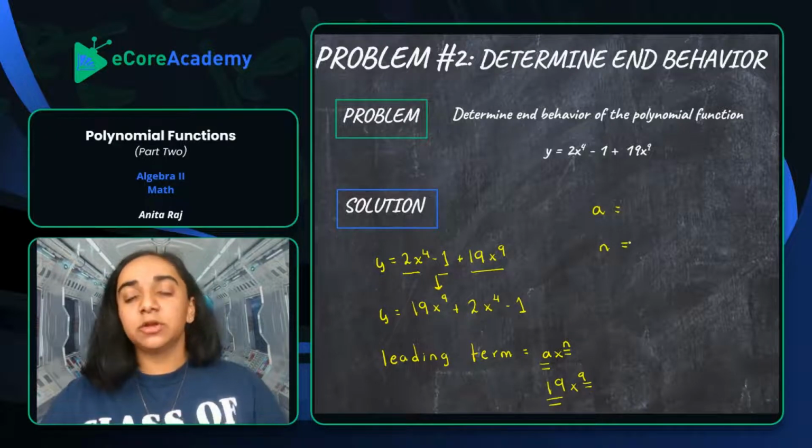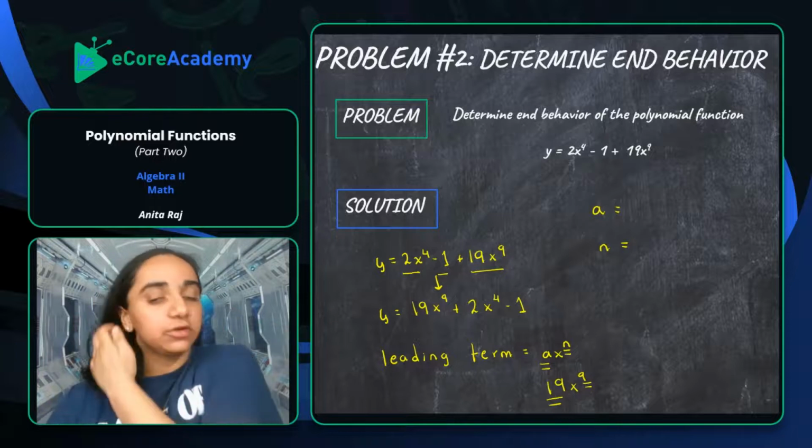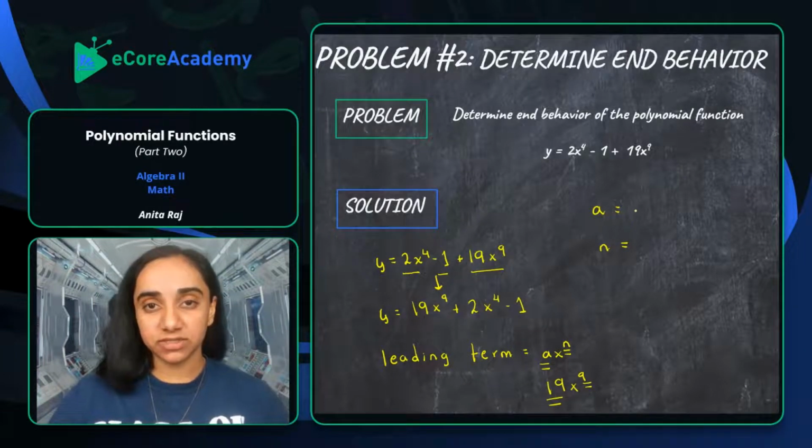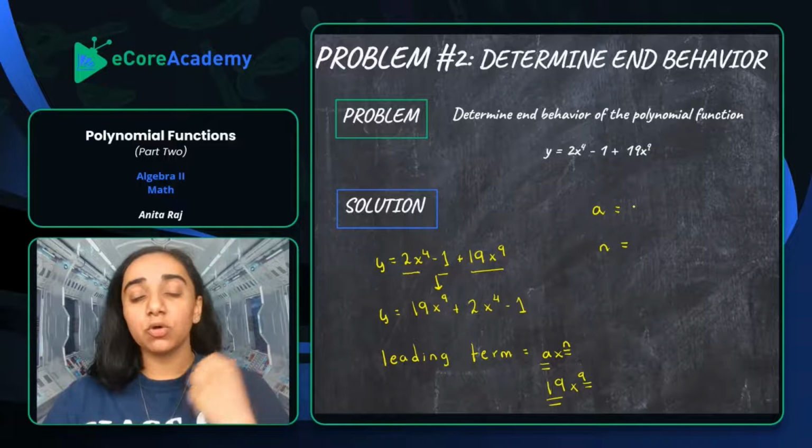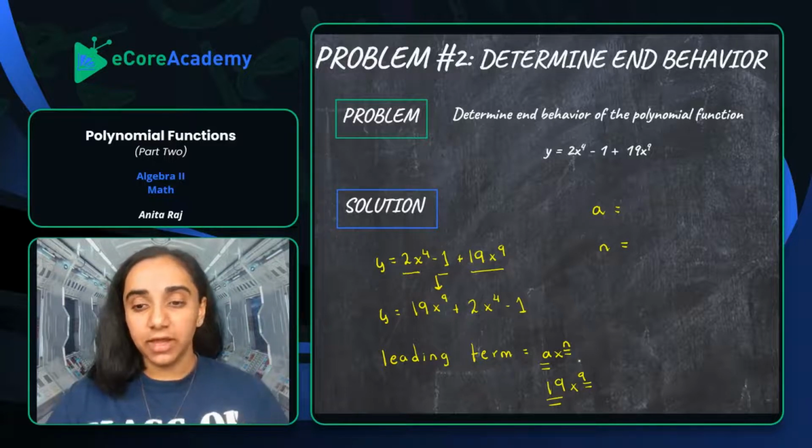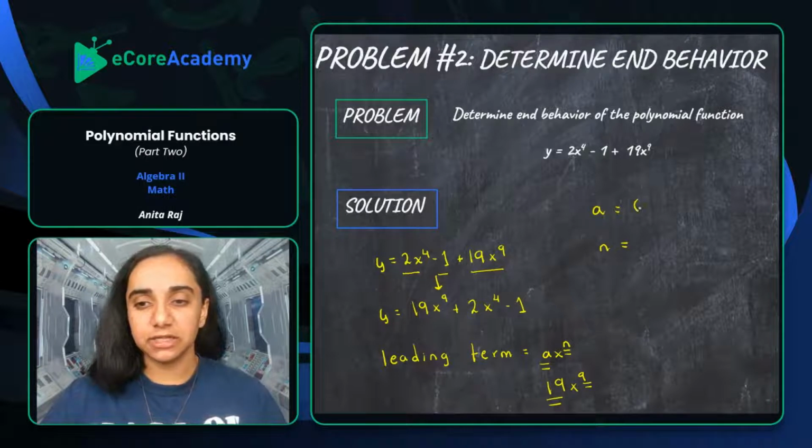And when I say we want to look at what a and n is, this is what we're trying to focus on. When you look at a, we're trying to determine what the sign of a is. Is it positive or is it negative? That's what we want to figure out. And we can look at a, which is our leading coefficient. Well, 19 is a positive number, so a is positive.